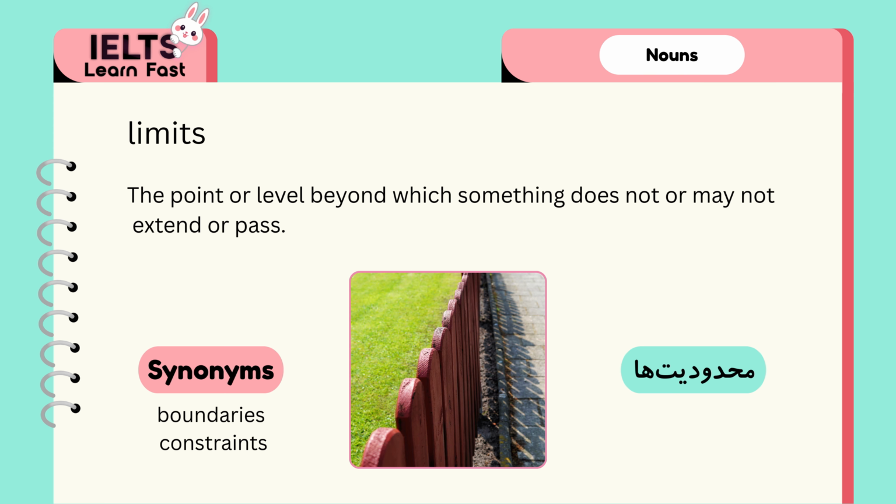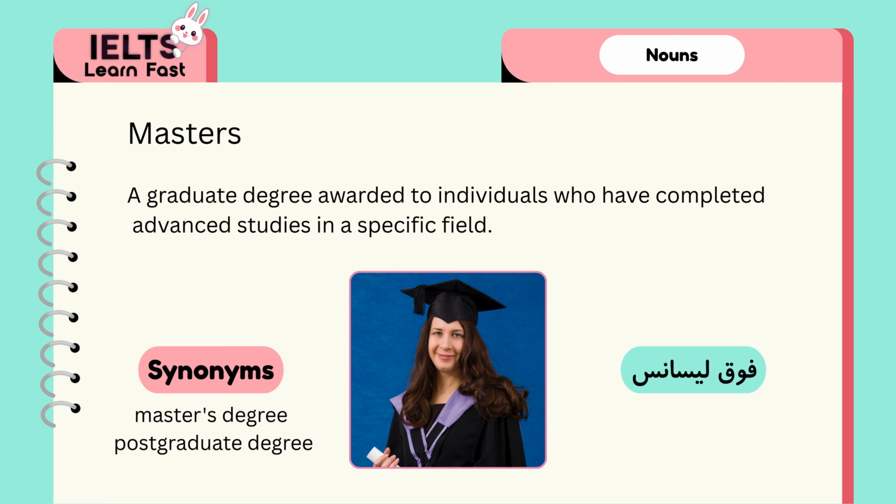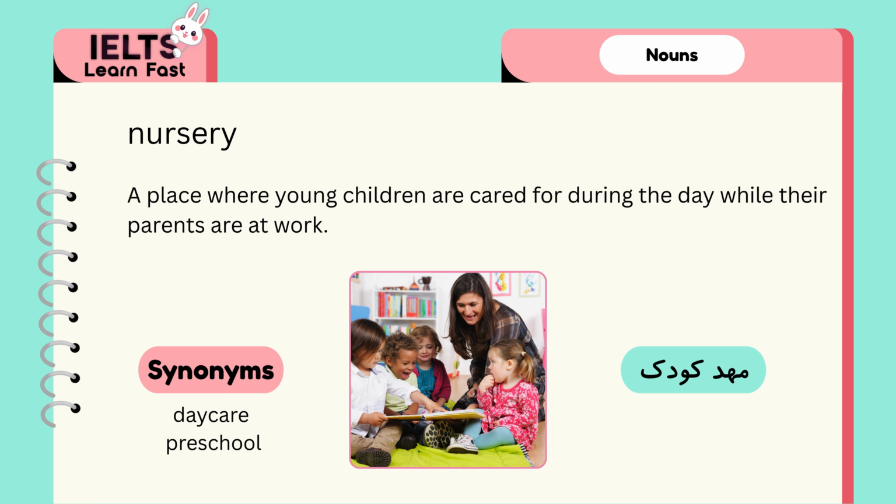Limits: the point or level beyond which something does not or may not extend or pass. Synonyms: boundaries, constraints. Masters: a graduate degree awarded to individuals who have completed advanced studies in a specific field. Synonyms: master's degree, postgraduate degree. Nursery: a place where young children are cared for during the day while their parents are at work. Synonyms: daycare, preschool.